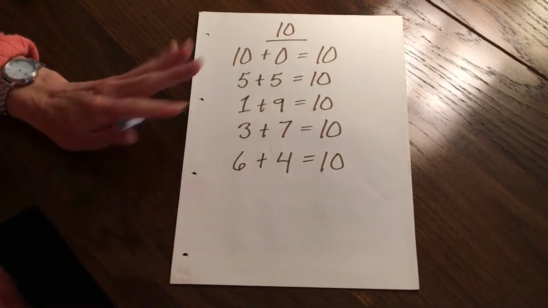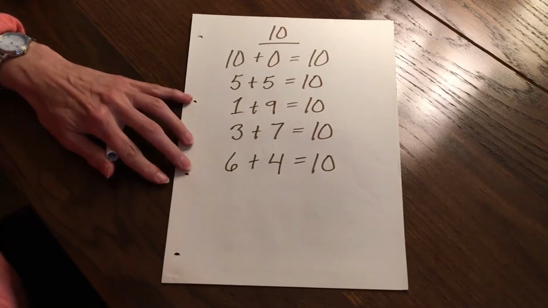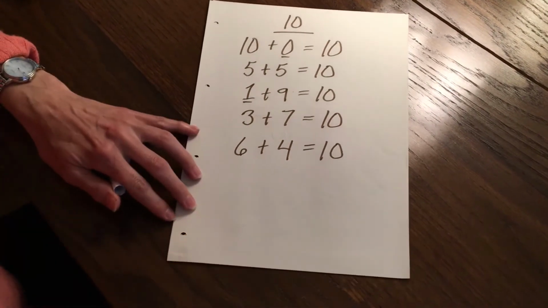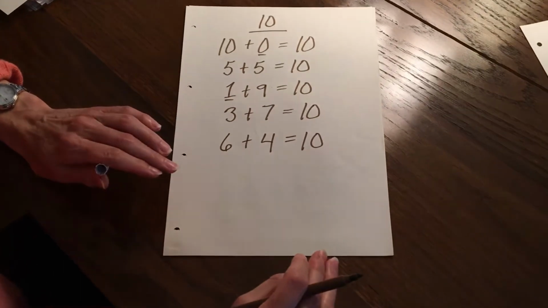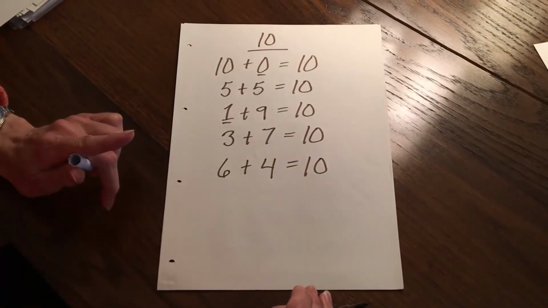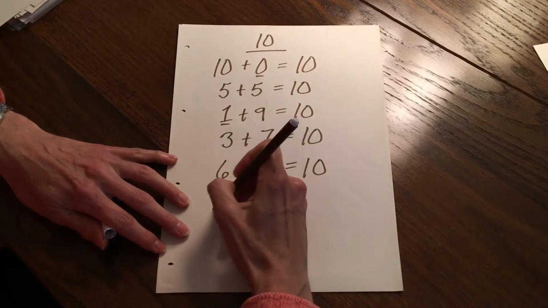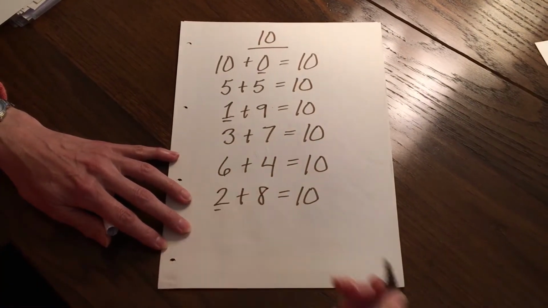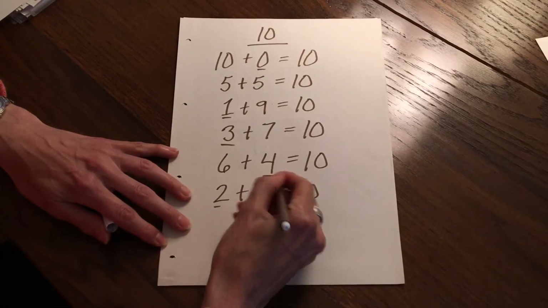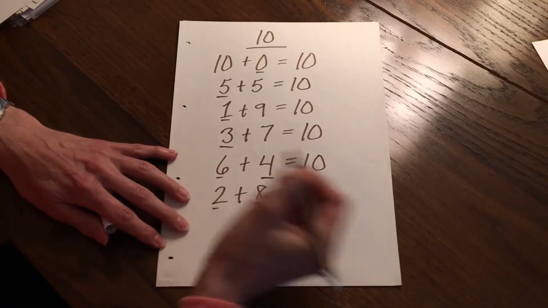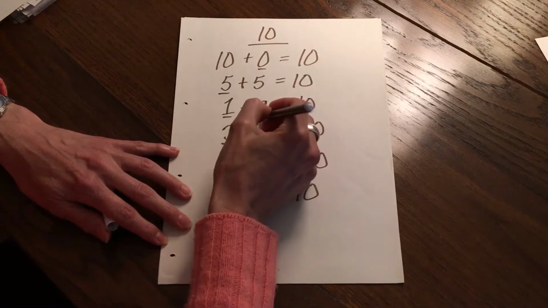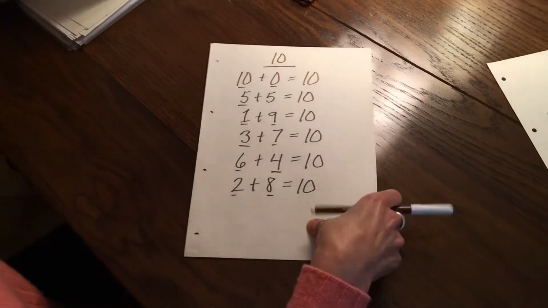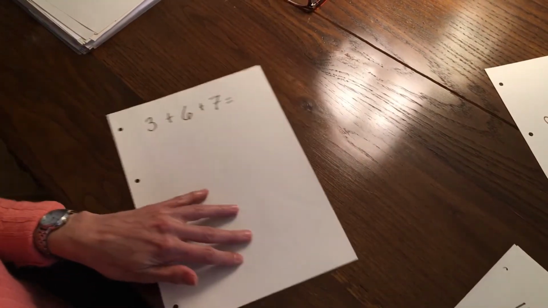Now remember the way we check to see if we have all the equations? We know we have the 0, we got the 1. Oh, I don't see the 2. Let's think of the equation that uses 2 to make 10. Got it in your head? Okay. 2 plus 8 equals 10. There's our 2, there's our 3, 4, we've got our 5, 6, 7, 8, 9, 10. We found them all.